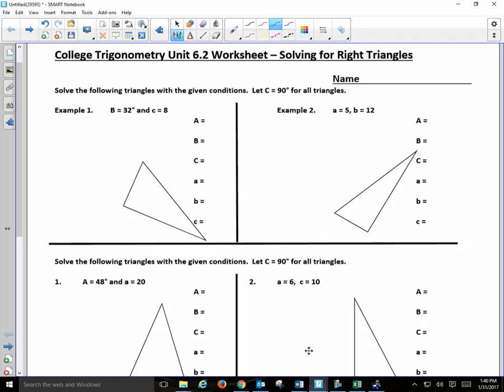All right, so why don't I give you an assignment, and let's do the first 2 problems together so you know what you're doing.